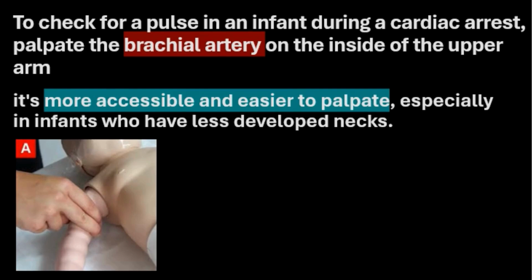To check for a pulse in an infant during a cardiac arrest, palpate the brachial artery on the inside of the upper arm. For an adult, it will be the carotid pulse. For children of bigger size it is also the carotid pulse, and for the infant, it is the brachial artery. It is more accessible and easier to palpate, especially in infants who have a less developed neck. So that is the reason why we are palpating the brachial artery for the pulse in cardiac arrest for an infant.